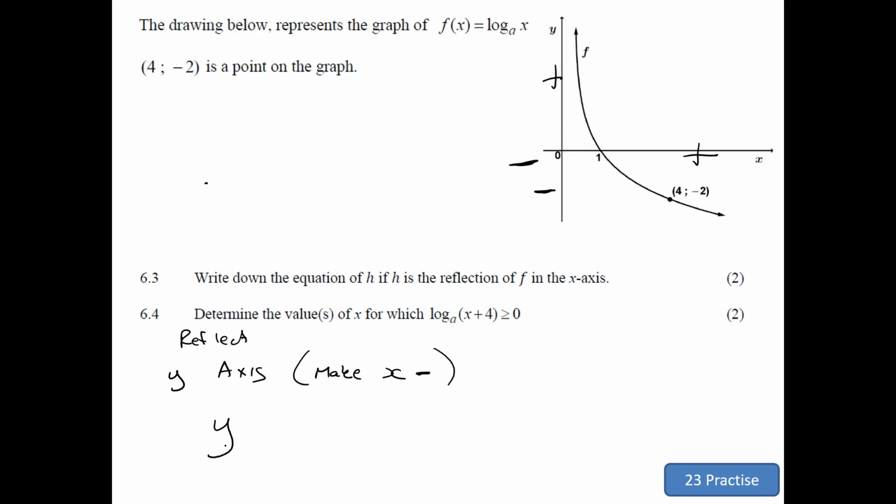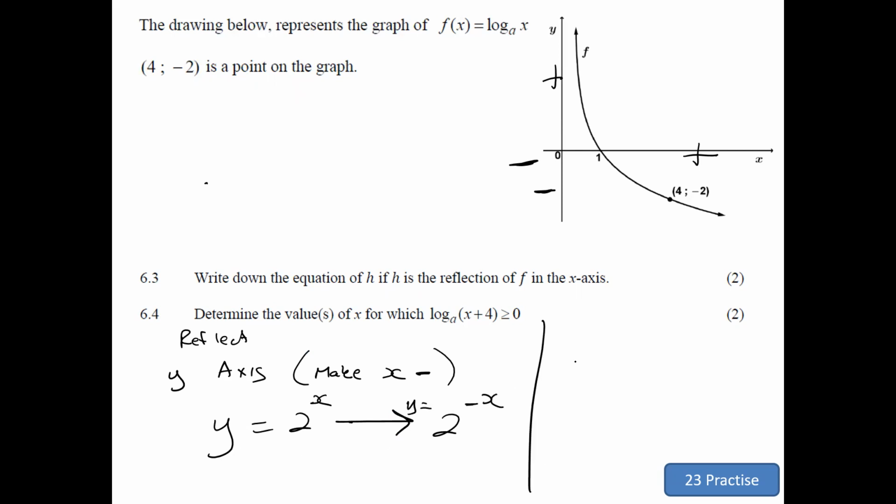So if we had a question like this, y is equal to 2 to the power x, and if we reflect, what will that become? 2 to the negative x, yeah? Well done. So y would be equal to 2 to the negative x.